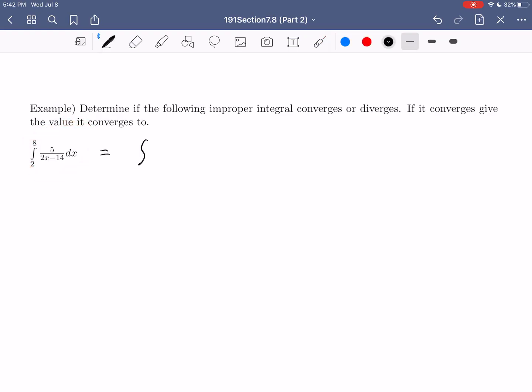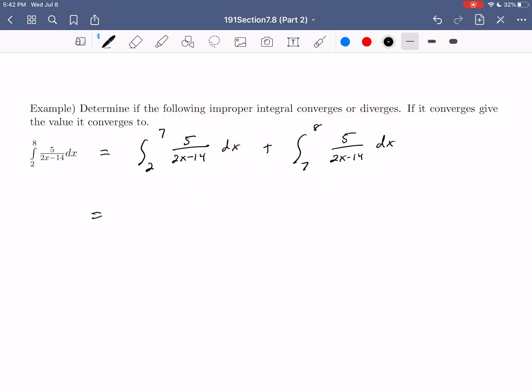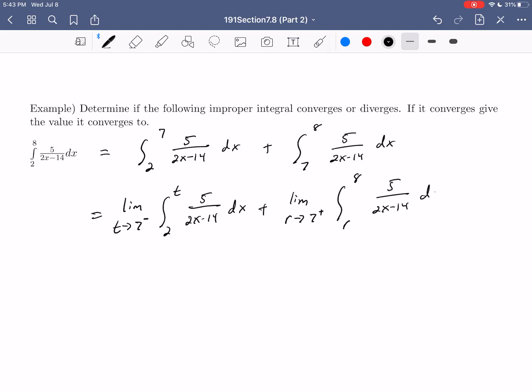We're going to have to think about this as the integral from 2 to 7 of 5 over 2x minus 14 dx, plus the integral from 7 to 8 of 5 over 2x minus 14 dx. Now, each of these is its own improper integral, so this one we can think about as the limit as t approaches 7 from underneath, integral from 2 to t, 5 over 2x minus 14 dx, plus the limit, using a different parameter, r going to 7 from above, integral from r to 8, 5 over 2x minus 14 dx.